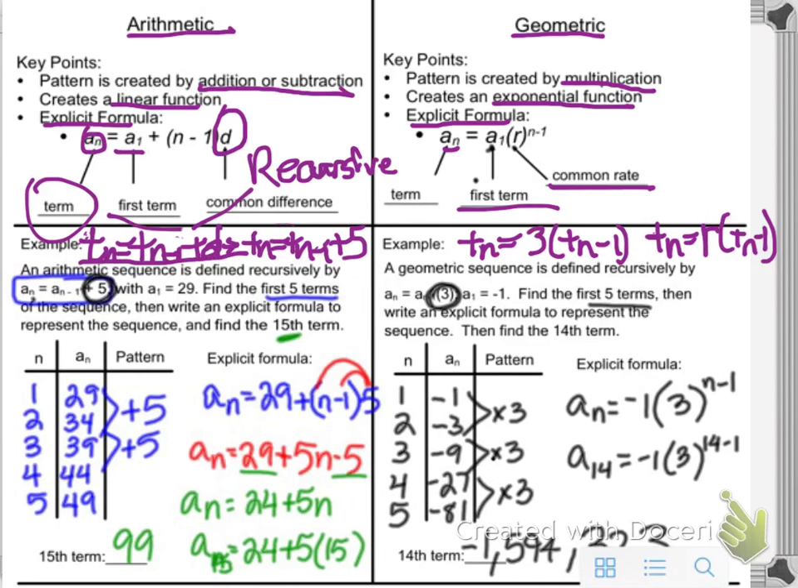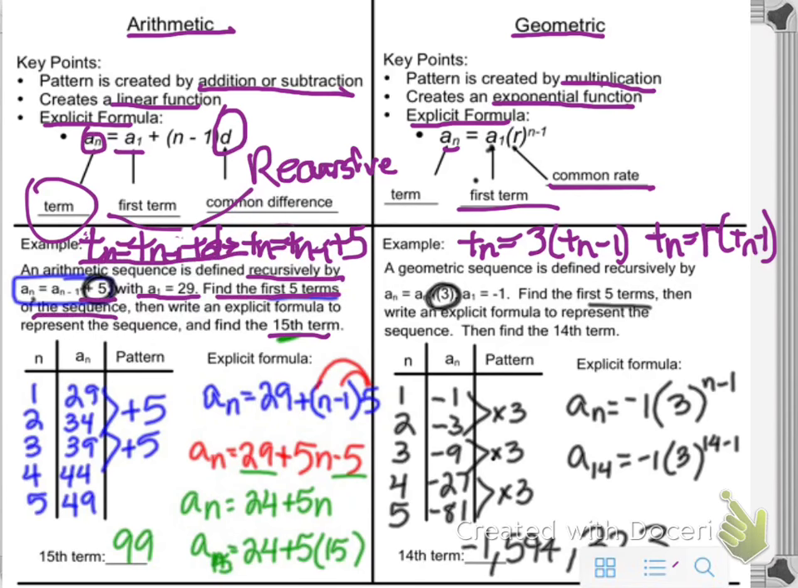So right here, an arithmetic sequence is defined recursively by a sub n equals a sub n minus 1 plus 5. So we just find the term before and add 5 to it. Where a sub 1 is 29, find the first 5 terms of the sequence. Then write the explicit formula representing the sequence to find the 15th term.